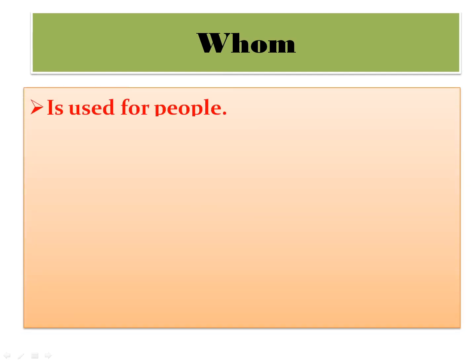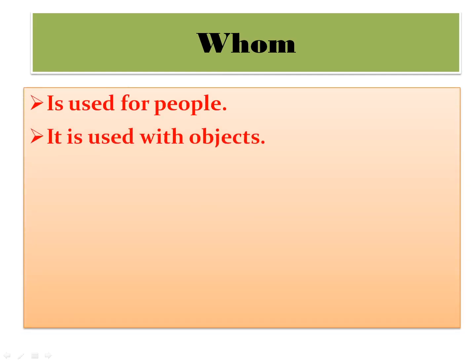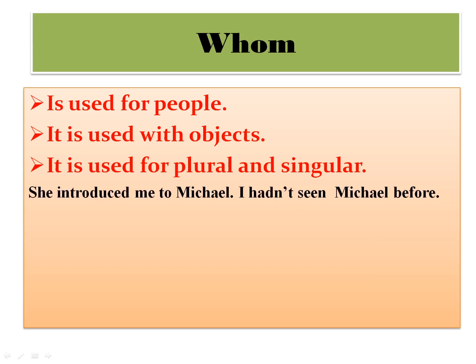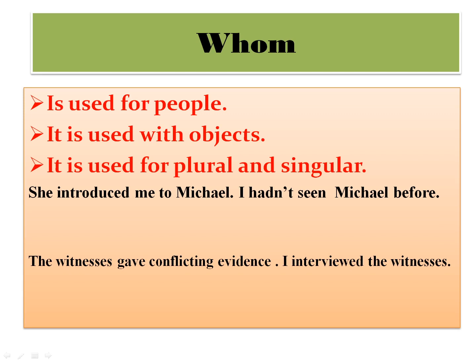Whom now? So whom is used for people. It is used with objects. It is used for plural and singular. And whose is also used for plural and singular. So: she introduced me to Michael. I hadn't seen Michael before. Great. Another example: the witnesses gave conflicting evidence. I interviewed the witnesses. That's great.